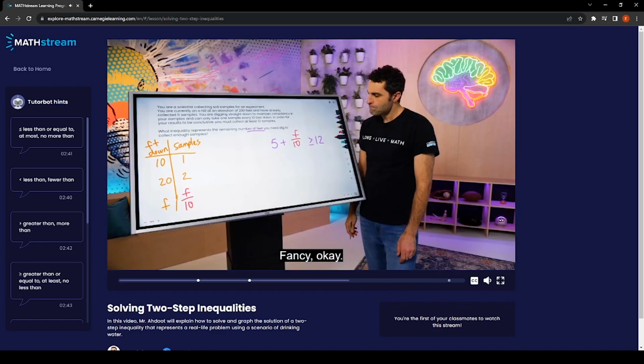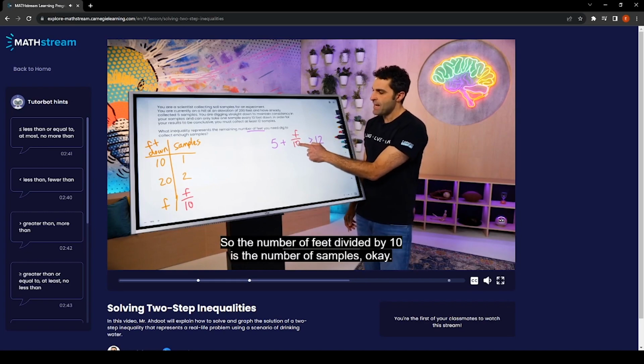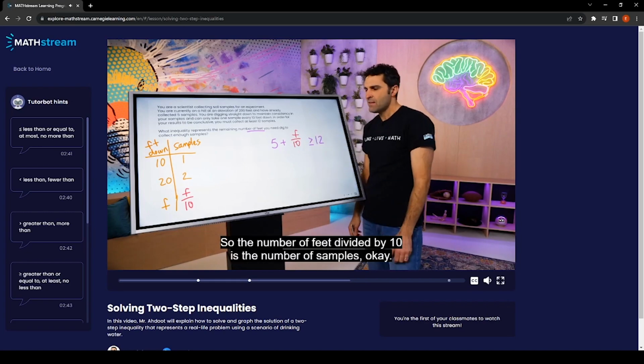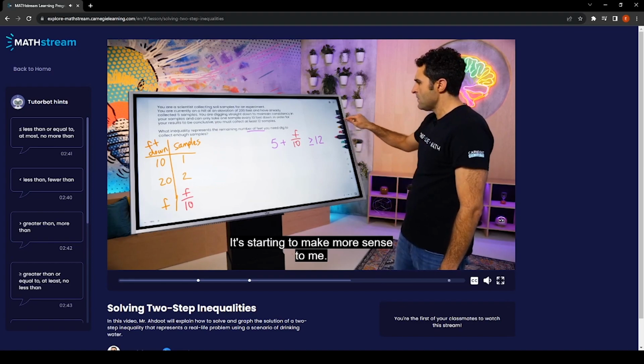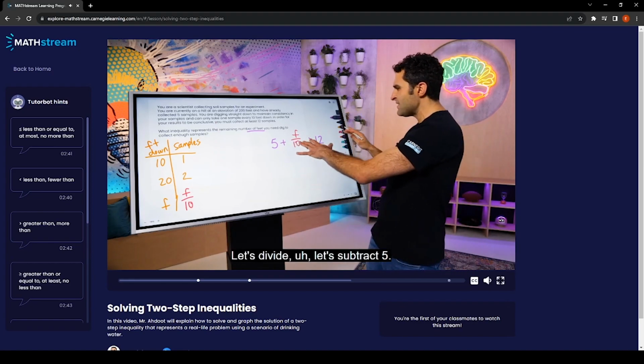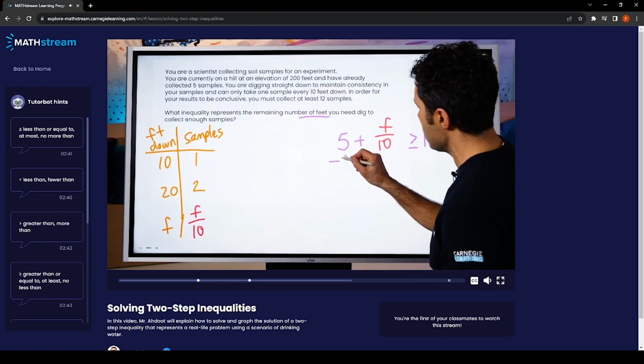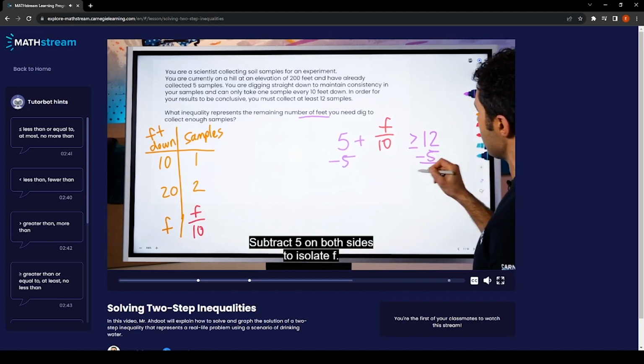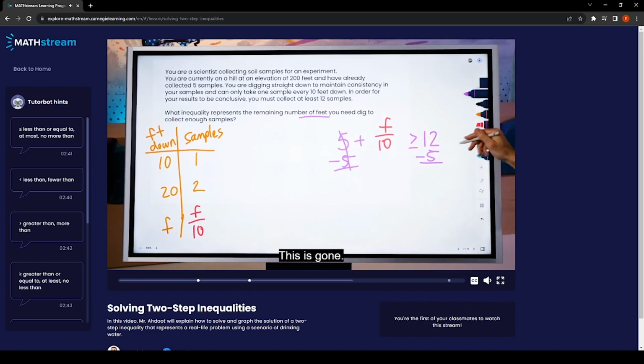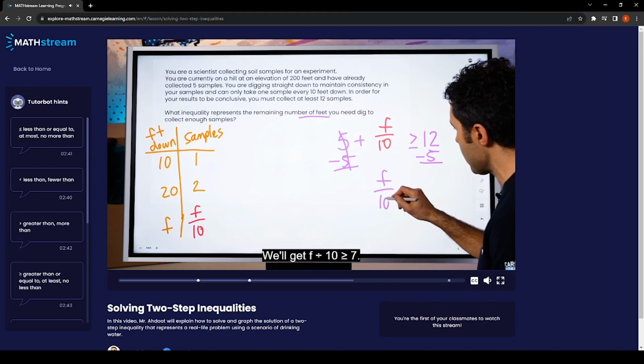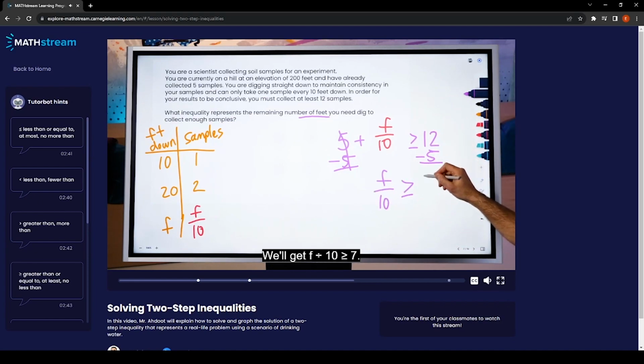Fancy. Okay. So the number of feet divided by 10 is the number of samples. It's starting to make more sense to me. Let's subtract 5 on both sides to isolate F. This is gone. We'll get F divided by 10 is greater than or equal to 7.